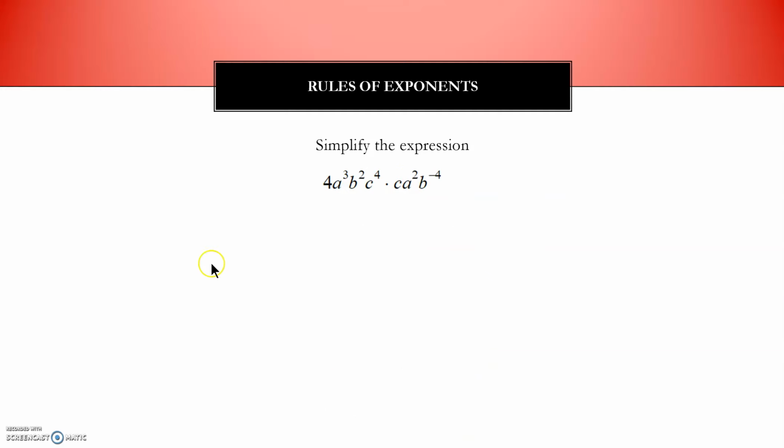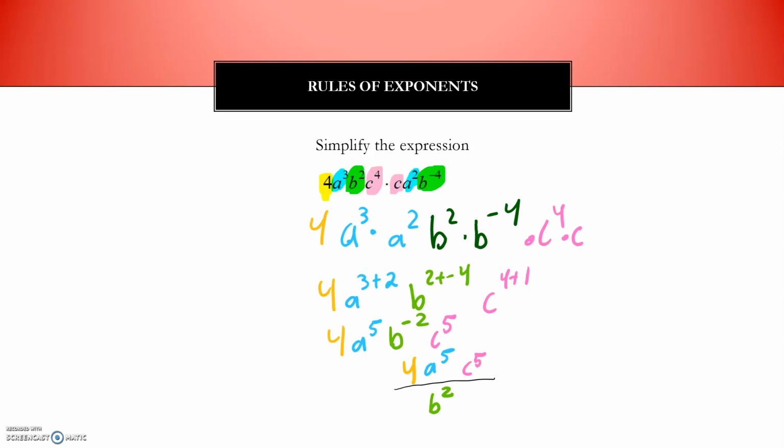Okay, you go ahead and hit pause and practice this one. And the answer here is 4a to the 5th c to the 5th all over b squared. So I did the rearranging just like last time. I added my exponents, getting me 4, because that was the only integer. A to the 5th, b to the negative 2nd, c to the 5th.